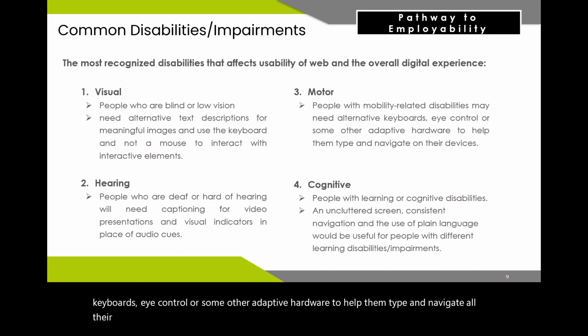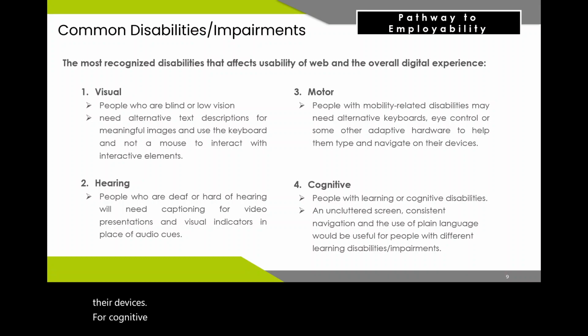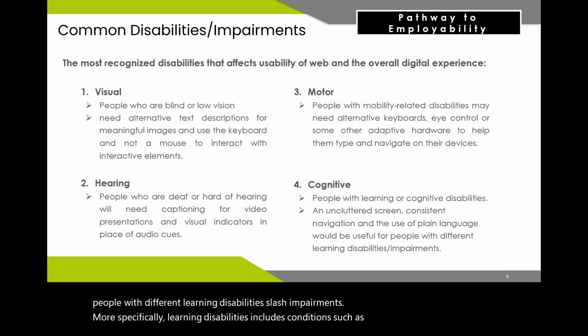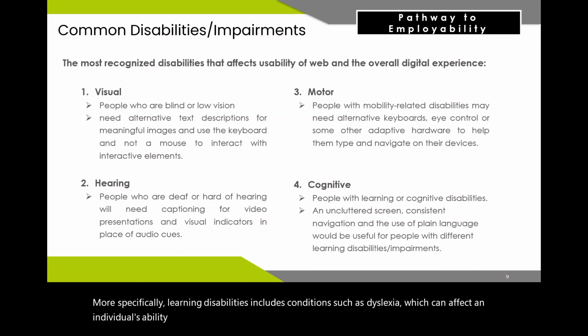4. Cognitive impairment. People with slow learning or cognitive disabilities. They may need an uncluttered screen, consistent navigation, and the use of plain language would be useful for people with different learning disabilities or impairments. More specifically, learning disabilities include conditions such as dyslexia, which can affect an individual's ability to read, write, or perform mathematical calculations.